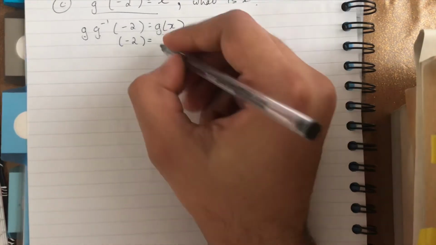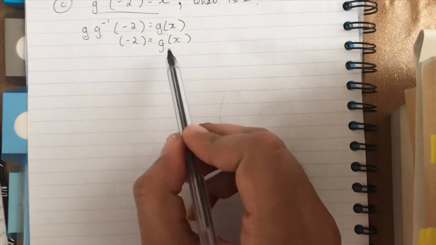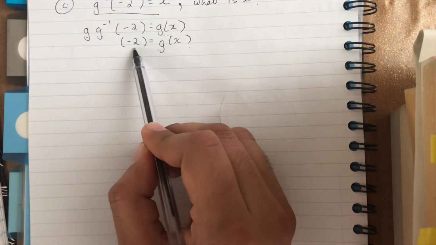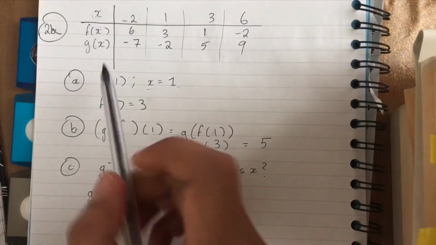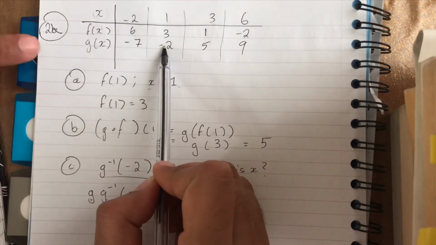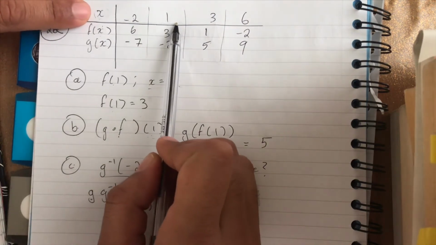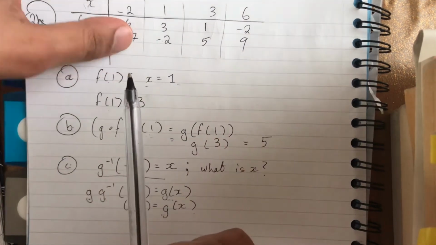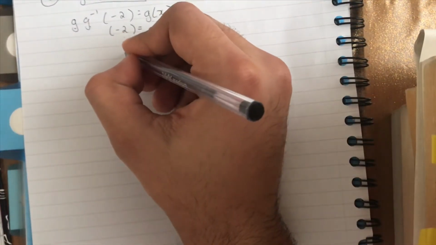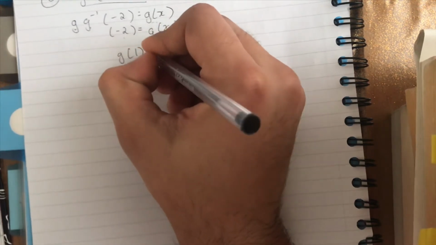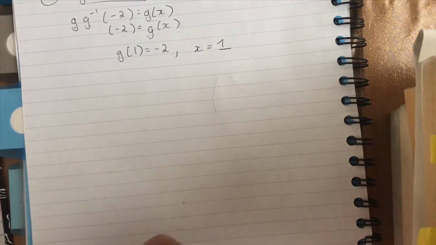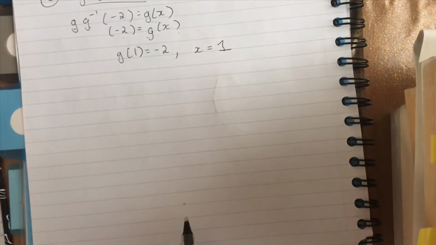Now g of x, we're going to go to the table to see what gives minus 2 when we have g of x. Scroll up a little bit, and we get that the input for minus 2 is 1. Therefore, in this case, our answer is 1. Let's just write that out. g of 1 is minus 2, so our x is 1. That's it for question 2.